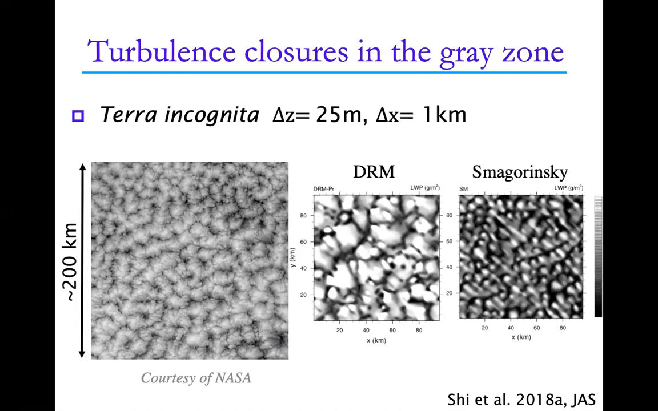So this is a simulation with a fairly coarse or intermediate DZ of 25 meters and a delta X of 1 kilometer. And you can see the DRM here is just a snapshot showing a lot of cloud cover. So it's able to maintain that cloud cover compared to the Smagorinsky model where you see a lot darker colors and much less liquid water.